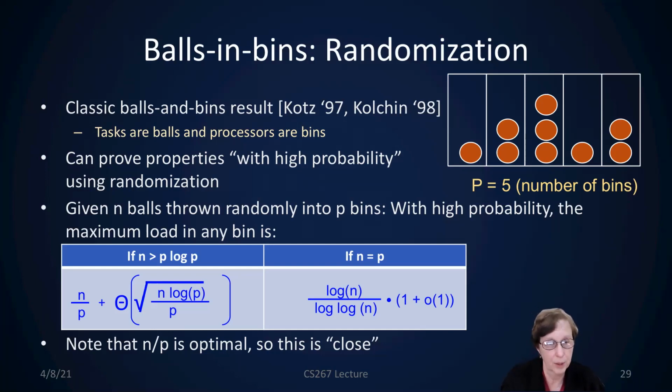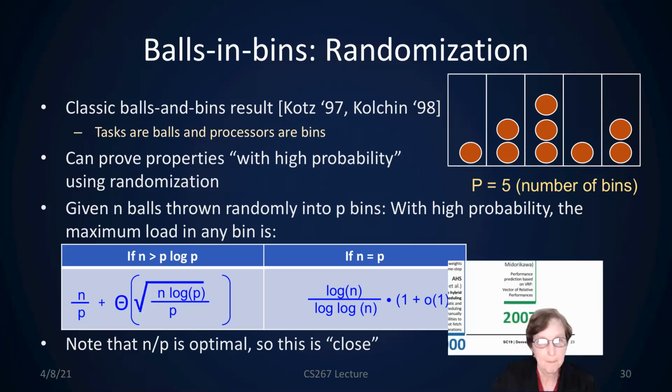But here's a theoretical result that really gives the same intuition, that says if we've got n over P log P, then the total running time is going to be n over P, the optimal, plus this term that is due to the uncertainty in terms of the randomization. But this is actually optimal with high probability. So this term on the right is pretty small. There is another term in this result. If n is actually equal to P, things are a little bit worse, of course.